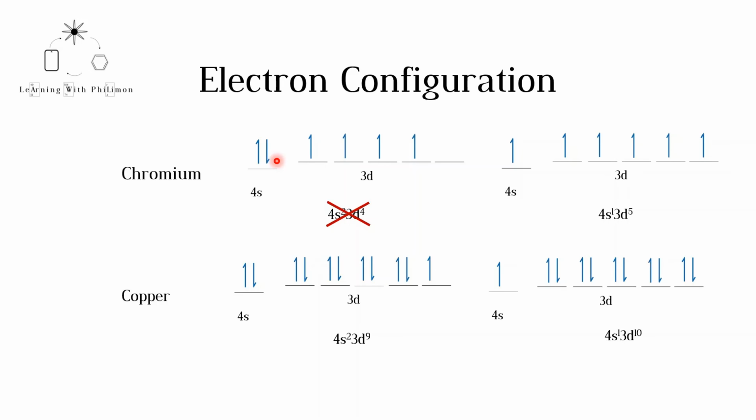Similarly, you would expect the electron configuration of copper to be 4s2 3d9. However, the electron configuration is in fact 4s1 3d10. It turns out that it is more energetically favorable to have the 4s orbital singly filled and all the d orbitals doubly filled. All elements in this group, group 11, will show this anomaly in electron configuration.